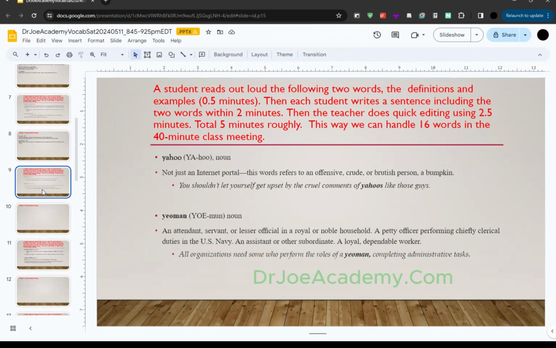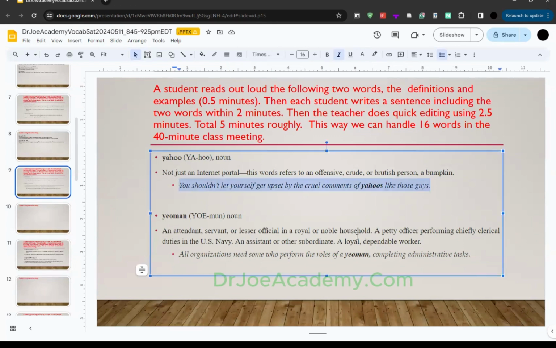Rico, do you want to read the first word there? Yahoo, now not just an internet portal. This word refers to an offensive, crude, or brutish person, a bumpkin. Do you want to read the example sentence as well, Rico? You shouldn't let yourself get upset by the cruel comments of yahoos like those guys.